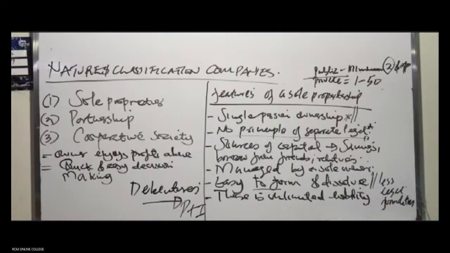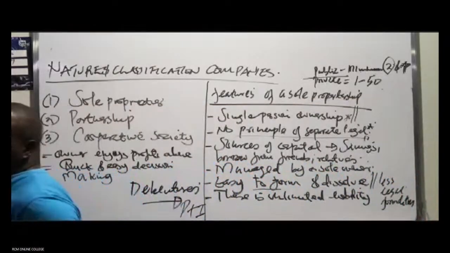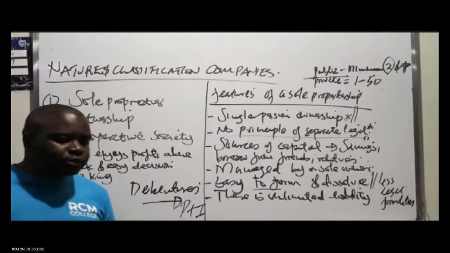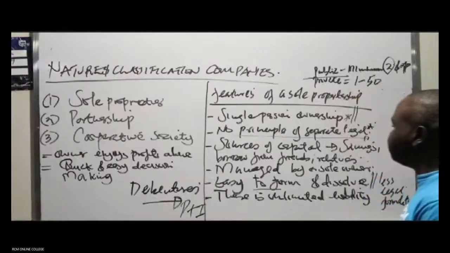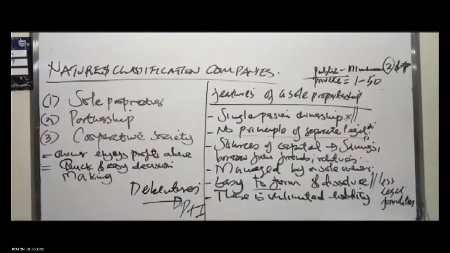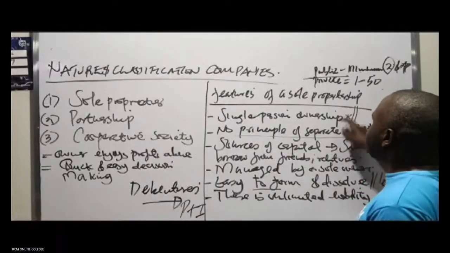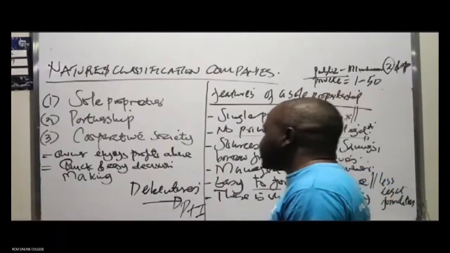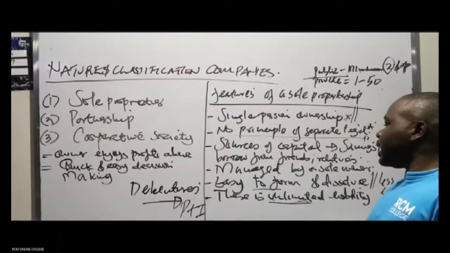There is unlimited liability. We said that when you talk about, for example, unlimited liability, in the case of a company, it is that if the assets of the company cannot be adequate enough to settle the liabilities, then the personal assets of the owners or the shareholders can be utilized. That's why we say, you know what it means, there's no limit, unlimited.